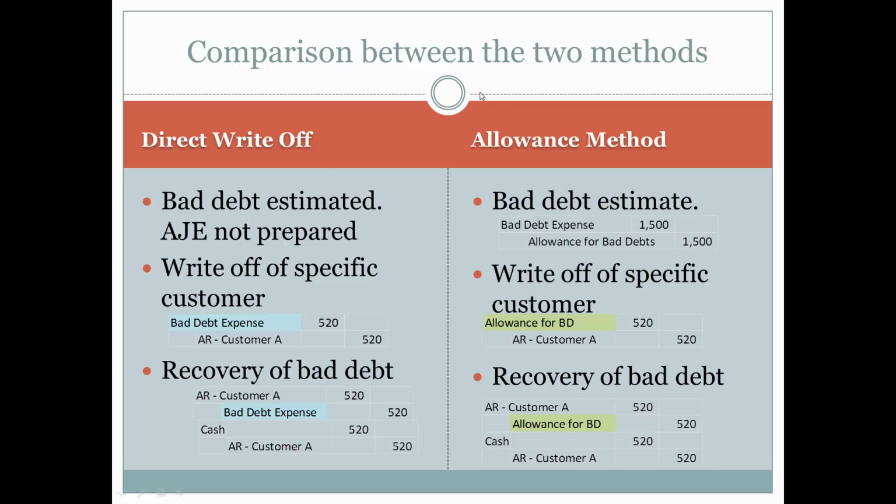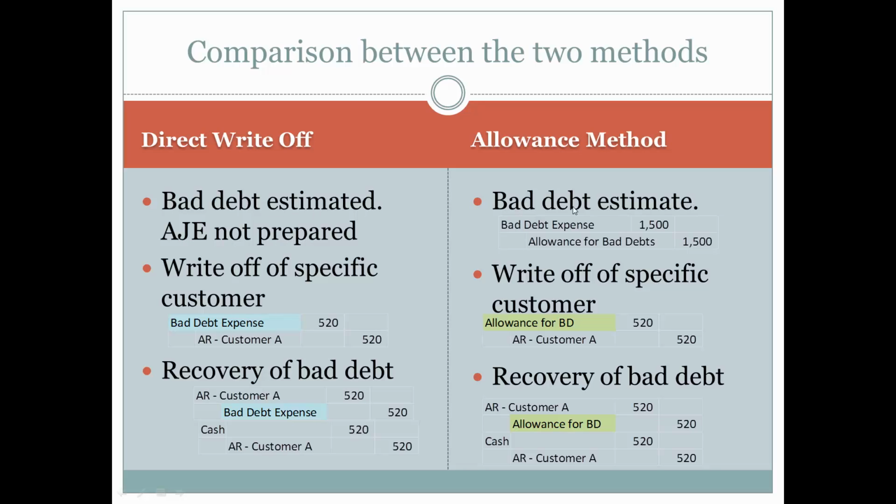So let's compare the two methods and just go one more time around and look at it so we are oriented to what we're doing. So bad debt is not estimated, and adjusting journal entry is not prepared. I'm sorry, I should correct that. But the bad debt is not estimated, and adjusting journal entry is not prepared.